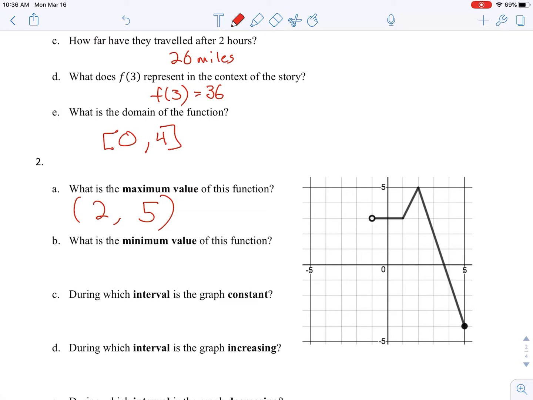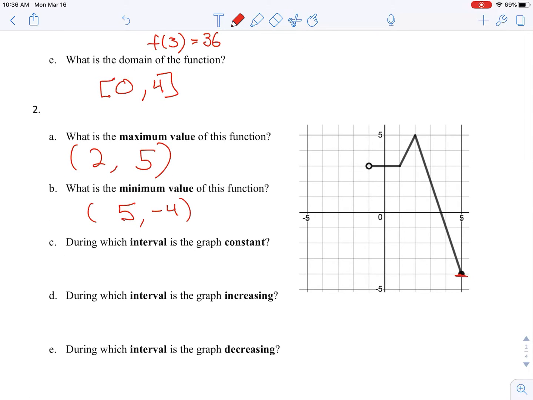What is the minimum value of the function? That would be 5 over and 4 down. That is the lowest point and that is the highest point. During which interval is the graph constant? That's unchanging, so it's staying at 3 at that interval, and that is written like a domain on x, so it would be in between those two, so it would be constant from -1 to 1.